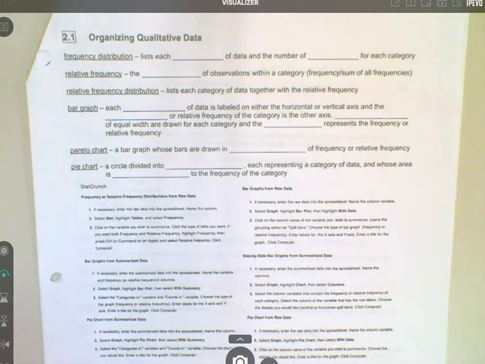All right, so today we are looking at section 2.1, which is our first section where we are actually trying to take data and do something with it. So we've briefly introduced StatCrunch for creating a simple random sample. However, that's not really organizing data that we've collected. It's just choosing individuals to get data from. So today we're looking at how we can use StatCrunch to organize qualitative data.